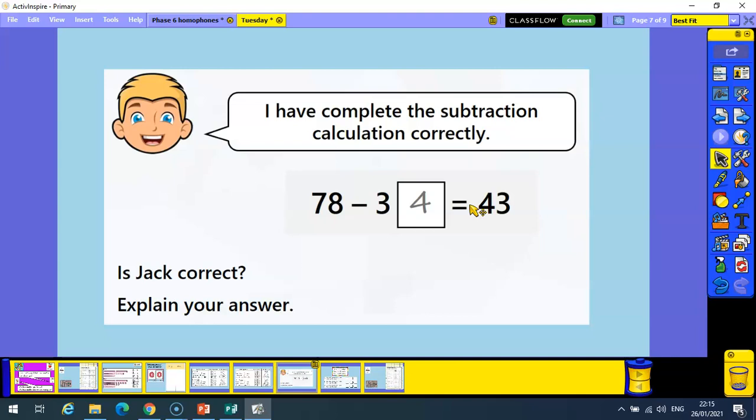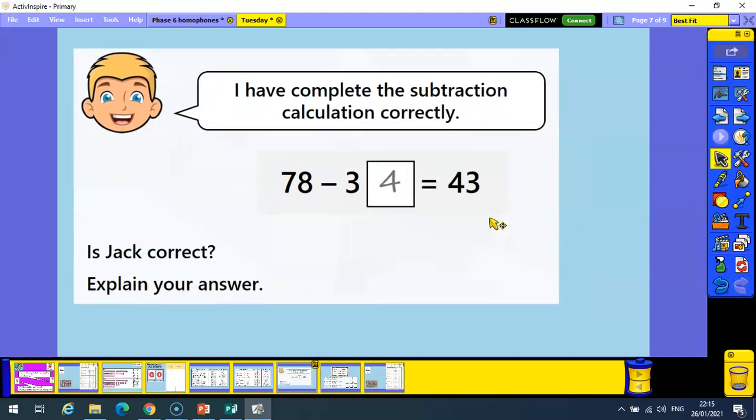Okay, well done. This is the first challenge. It says, so this is Jack. Can you see him? He says, I've completed this subtraction correctly. Is he correct? What do you think?